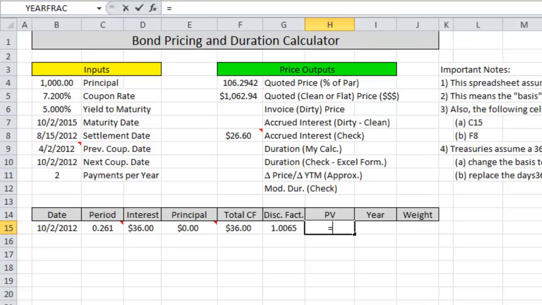So to get the present value, then, we just take the expected cash flow and divide it by the discount factor. We actually don't need these last two columns. We'll use them when we do the duration calculator, but for now we can ignore those.